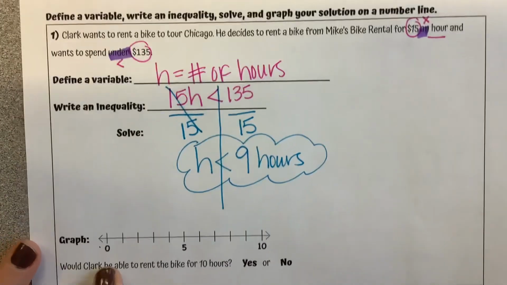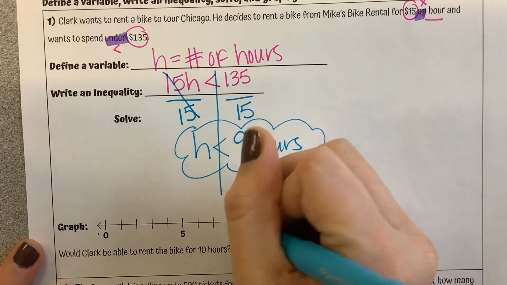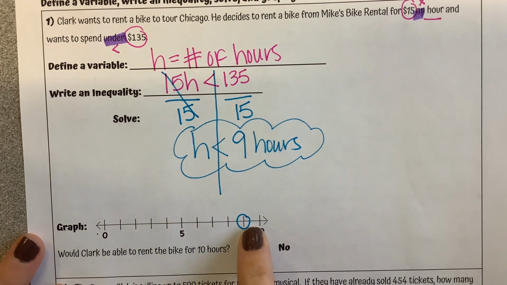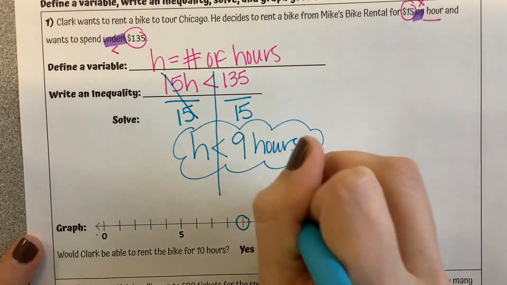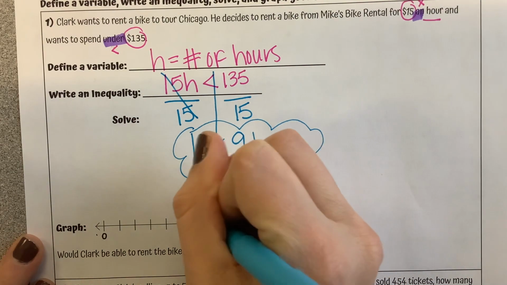So I'm going to find 9 on my graph. If we've got 5, 6, 7, 8, 9. Since there's no equal to part, it is an open circle, and our variable is on the left, so our inequality sign points in the direction we need to shade, which is to the left.